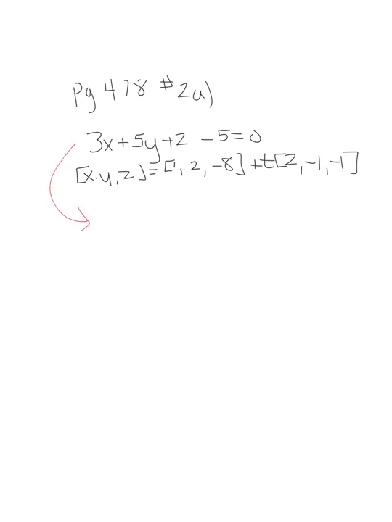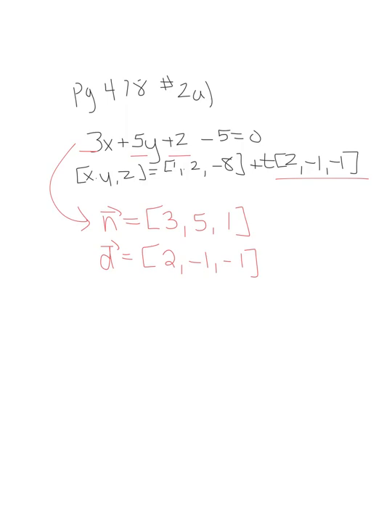I'll go right here, I'm able to find the normal. So the normal is 3, 5, 1. I'm taking these coefficients. And from the second equation, the equation of this line, I'm able to find a direction vector. So that direction vector is right here, the 2, -1, -1.